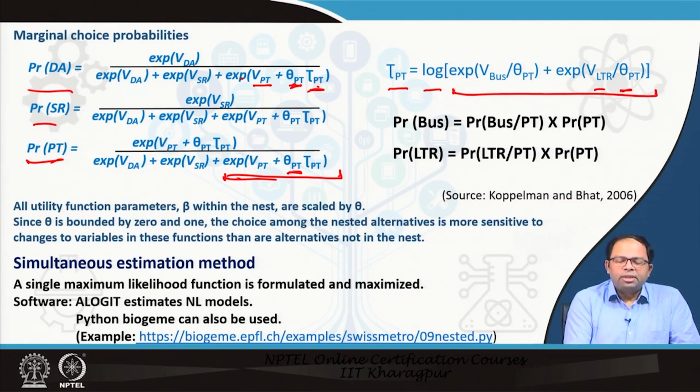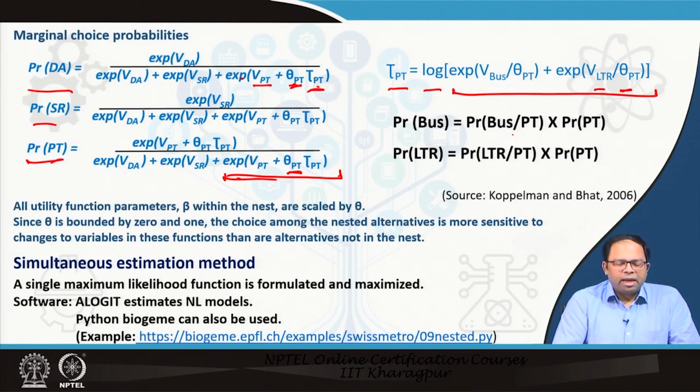So, this scale parameter value we will be able to get, and then using that scale parameter we can easily form the utility equations for the different modes, and we can determine the probability of each particular mode.